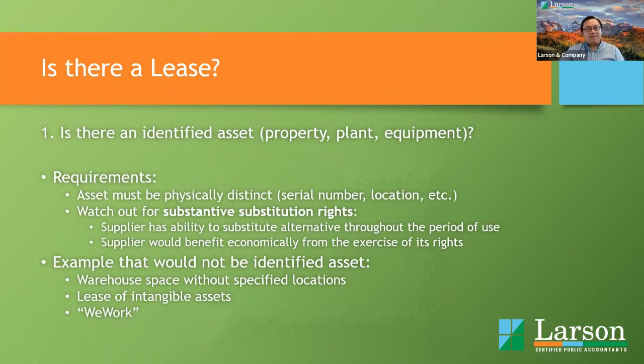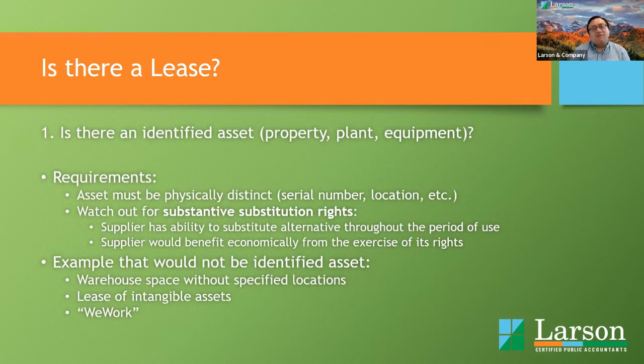First, is there an identified asset? And as I mentioned earlier, intangible assets like patents or rights or licensing do not apply. Here it has to be physically distinct, so it has to be a tangible asset. Examples are things that have serial numbers, locations, something you can identify. If the agreement does not specify, then it may not be considered a lease.